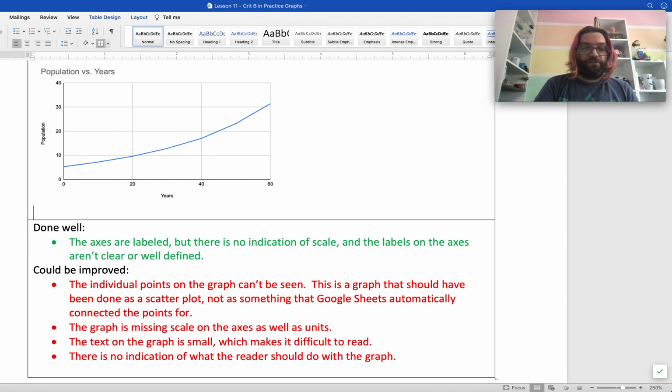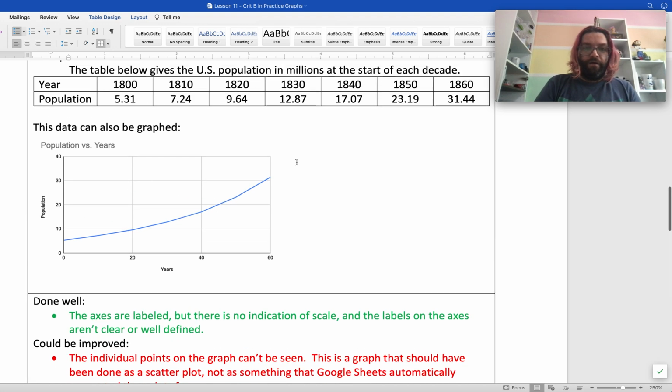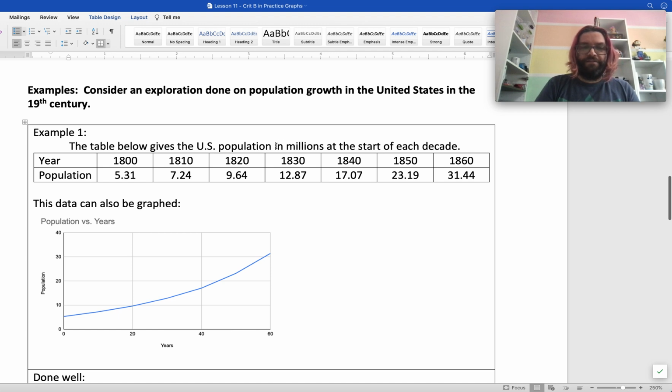So in terms of things that are done well, the axes were labeled. It does say population in years, but there's no indication on here of what the scale is. Now, technically up here, it did say the population in millions. And so, I'd probably be willing to say, okay, I can tell the population is in millions. They told me that up here above. All right, fine. But the years, it goes from 0 to 60.